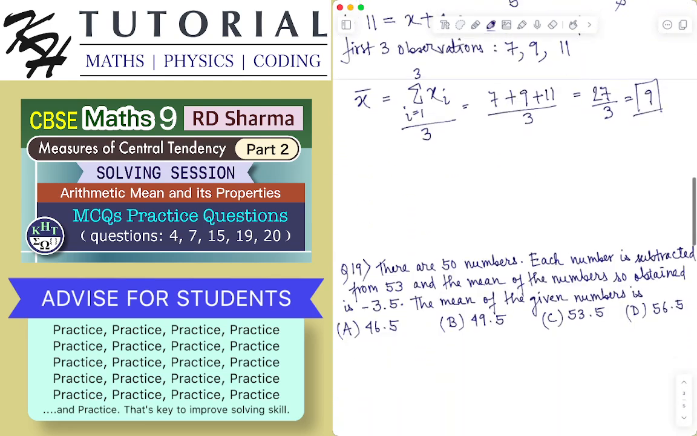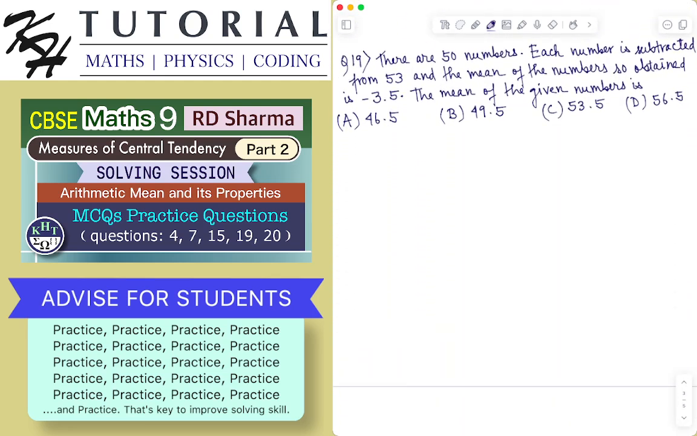Let's see the next problem. Question number 19. There are 50 numbers. Each number is subtracted from 53, and the mean of the numbers so obtained is minus 3.5. The mean of the given numbers is, there are 50 numbers. So let's say originally the mean be x bar. It will be the summation of the numbers, i from 1 to 50, divided by 50.